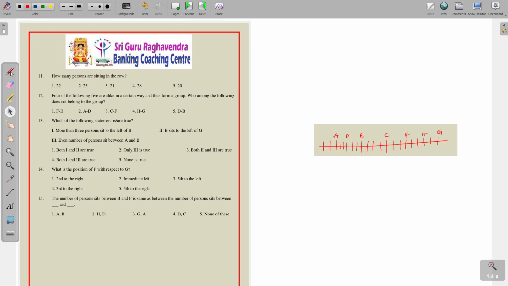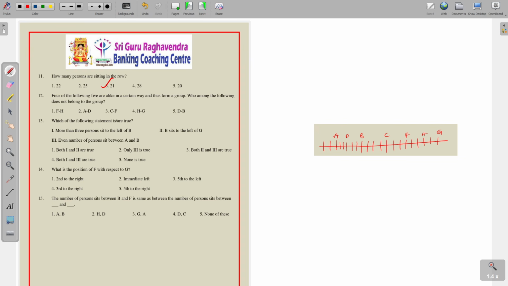See the first question. Question number 11. How many persons are sitting in a row? So there are totally 21 persons. Option 3. Next, question number 12. Find the odd one out.